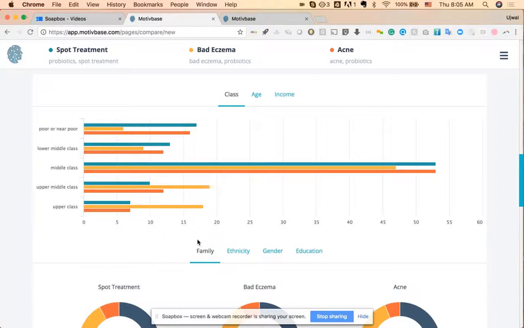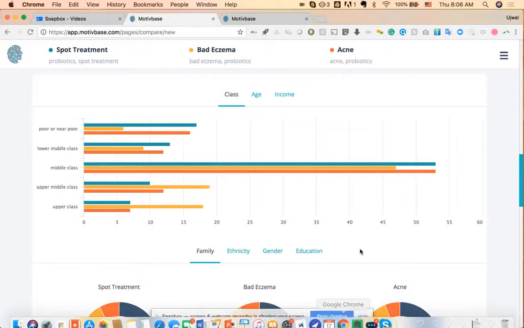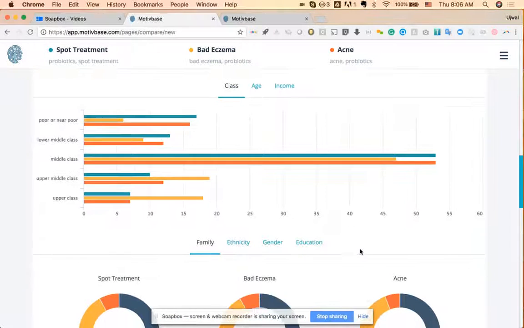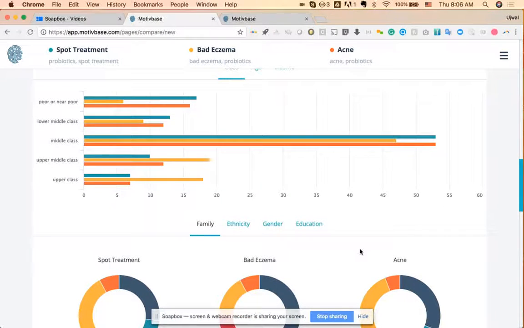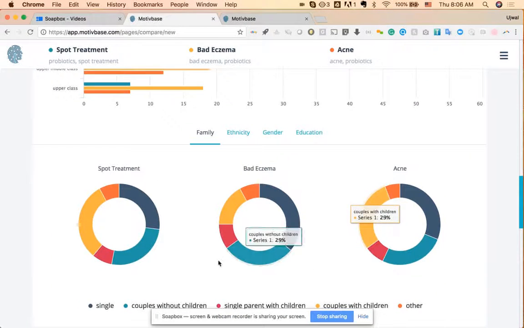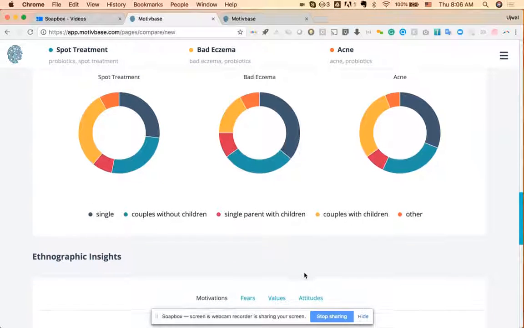So let's say, for argument's sake, that's what we end up selecting. Then what we can do is examine the differences in the sociodemographics and determine if there is a fit between the sociodemographics of our existing customer base and the customer base that engages around probiotics for spot treatment in skincare. Straight away, you'll notice here, if you compare acne and spot treatment, for example, spot treatment skews a little bit more towards the middle and lower income groups, also seems to skew a little bit higher towards couples with children, and lower on the single population, compared to acne and bad eczema.